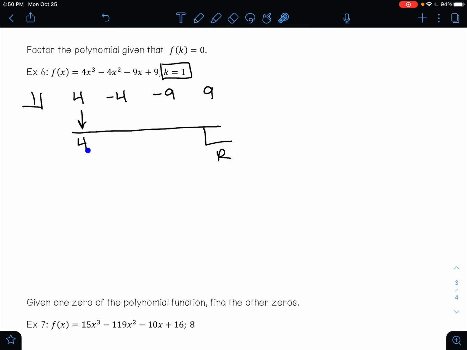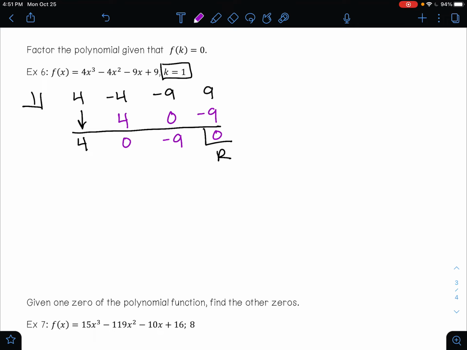1 times 4 is 4. -4 plus 4 is 0. 1 times 0 is 0. -9 plus 0 is -9. 1 times -9 is -9. 9 plus -9 is 0. So yay, I got 0 as my remainder like I knew I would.